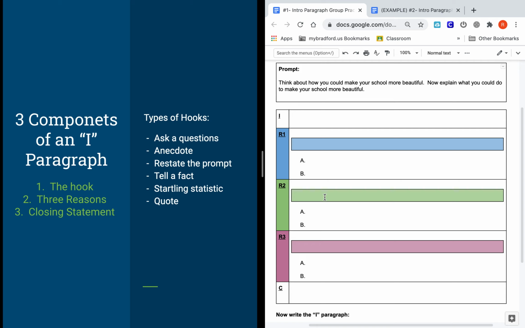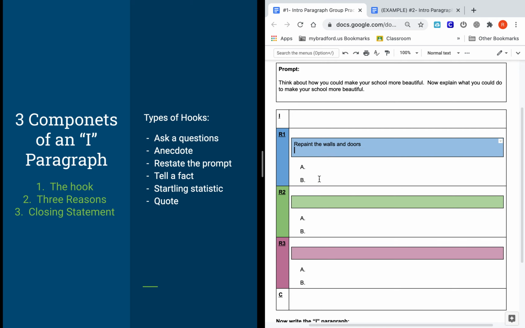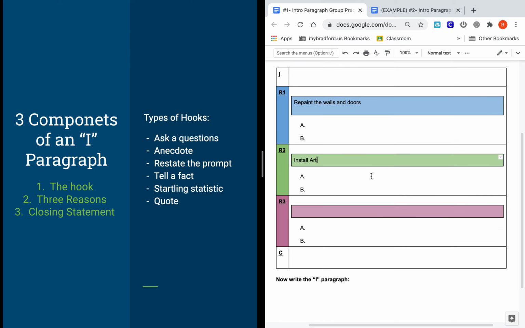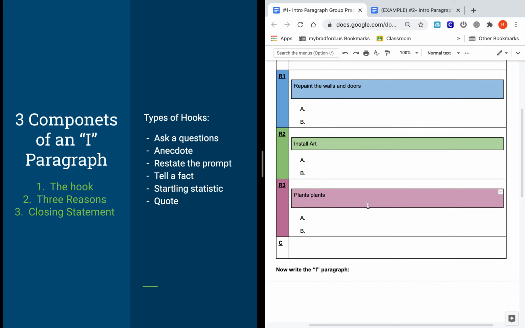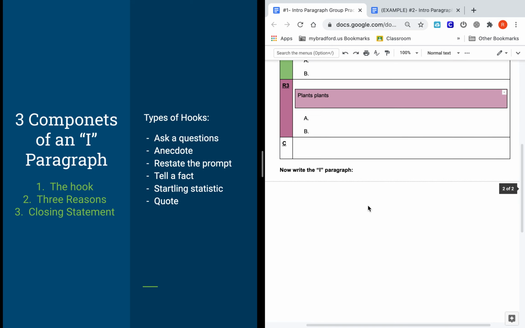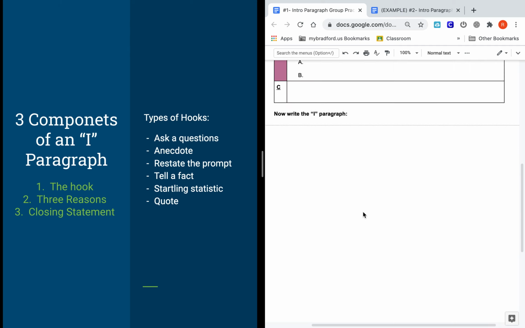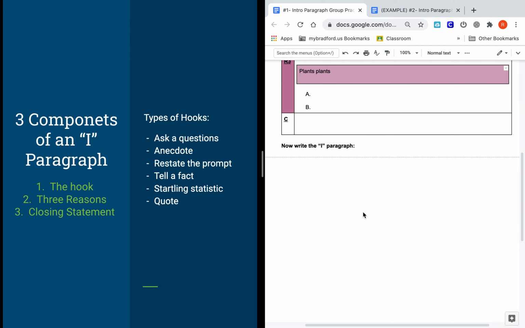I think that we can probably make our school more beautiful by repainting the walls and doors. We can make it more beautiful by installing some art, like murals and things of that sort. And then I think we could plant some plants. So these are my three reasons. I have my outline ready to go. That's always the first step. So now I need to write my first sentence, which is the hook. So I think I'm going to write an anecdote.